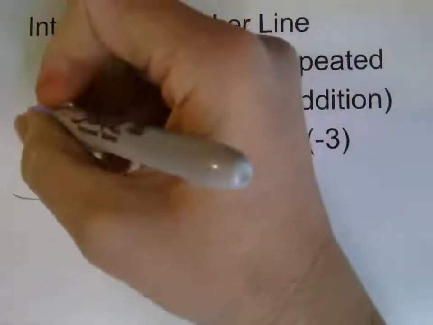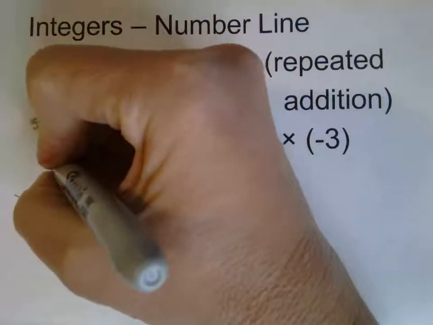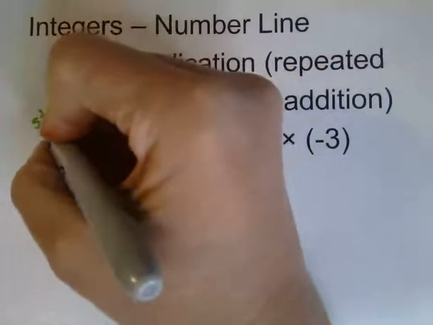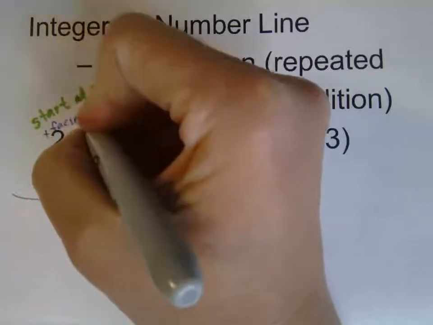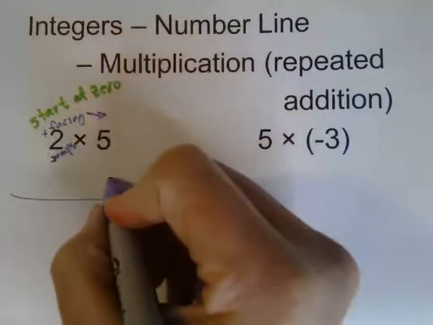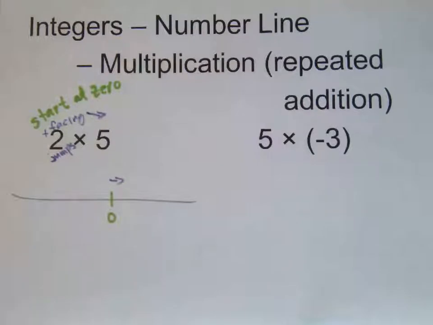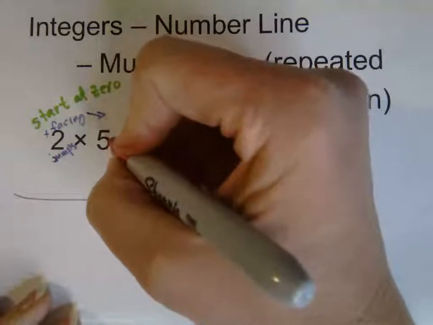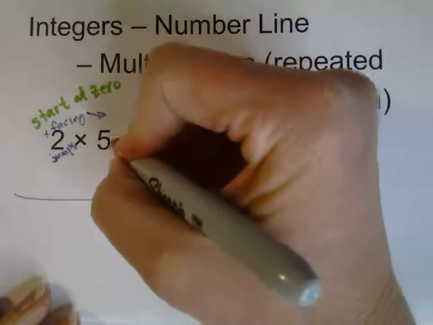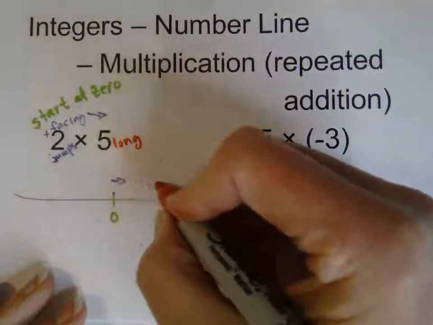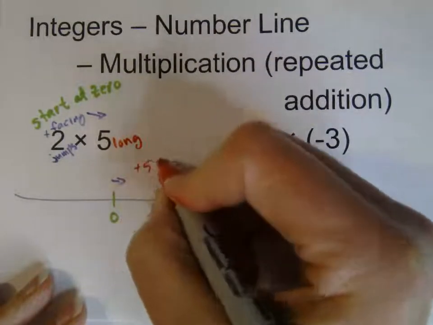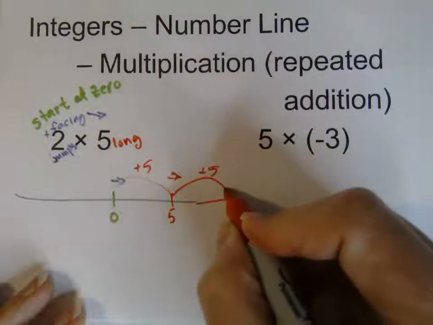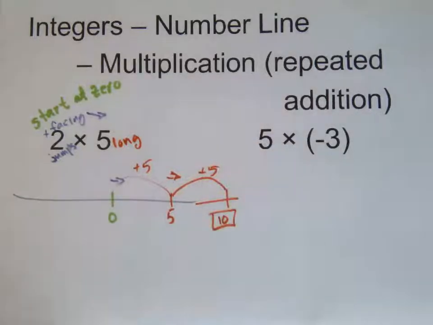Then the first number tells us this is 2 jumps, and because it is positive, we're facing the positive direction, or the right. So we're going to make 2 jumps facing this direction. And then the 5 tells us how long our jumps are. So the jumps are 5 long, or it's a jump of 5. So we'll make one jump of 5 facing this direction, landing at 5, and another jump of 5, and we land at 10. That worked.